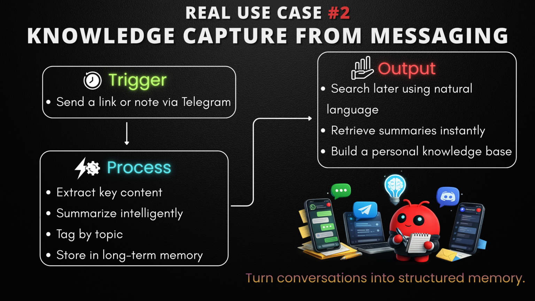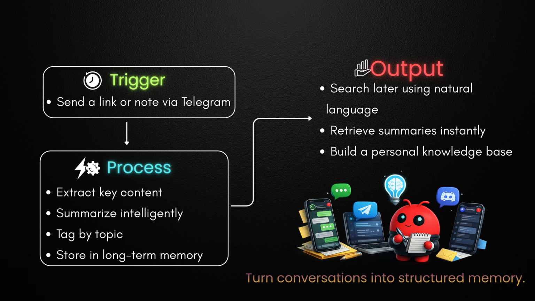You're no longer collecting bookmarks, you're building a searchable knowledge layer. And because that memory is stored on disk, it survives restarts. It grows over time and it becomes an asset. This is where persistence really starts to matter. The longer the system runs, the more valuable it becomes. But again, focus on the pattern: input, processing, storage, and retrieval.